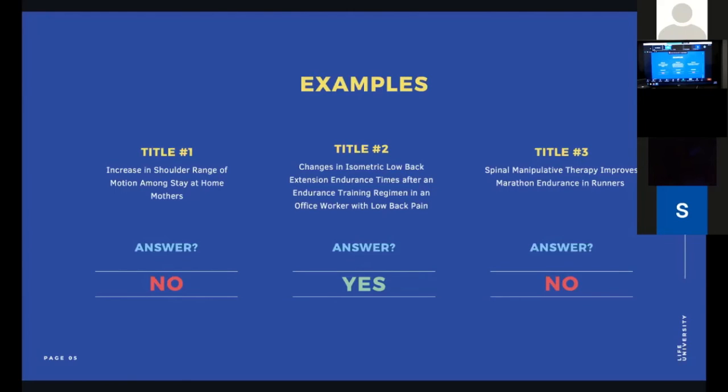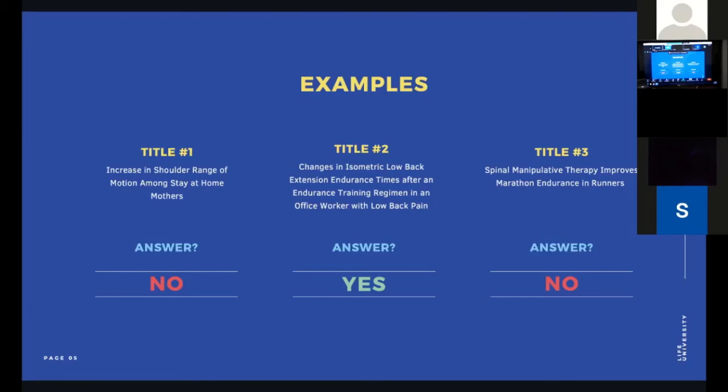The one in the middle, title number 2: changes in isometric low back extension endurance times after an endurance training regimen in an office worker with low back pain. Although it's lengthy, this is more of the norm for what a title should look like. All 4 pieces are in there. It is clear, concise, to the point. This one is a big, big yes.